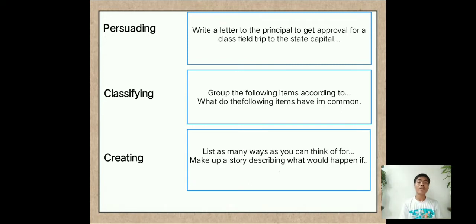Classifying: group the following items according to what the following items have in common. So with classifying, the students will be able to classify things that you have to identify. Creating: list as many ways as you can think of, and make up a story describing what would happen if. So the students would engage in creating a particular example in a letter or in a story. They will create, and through that they will use their ideas in making stories.